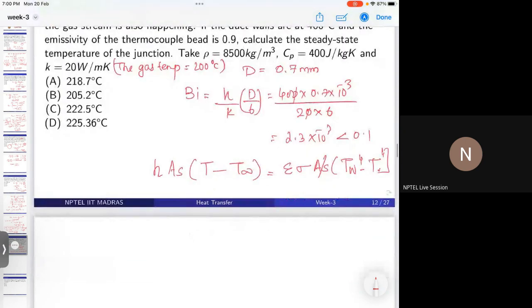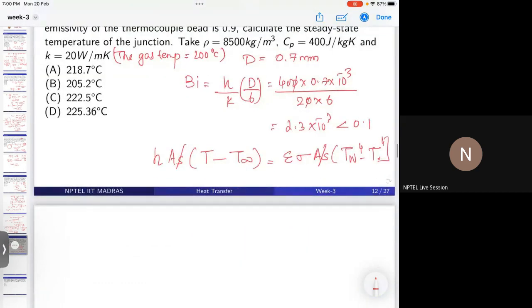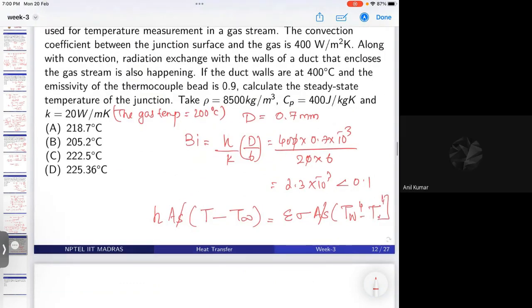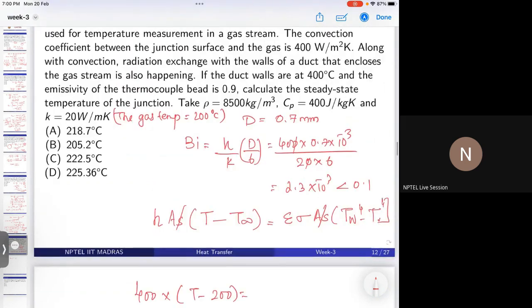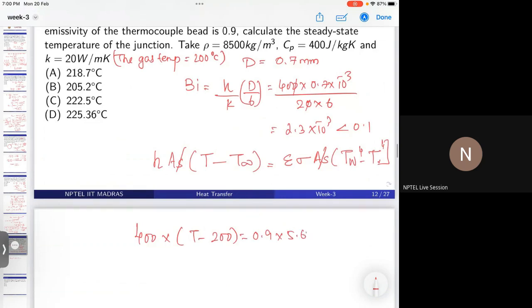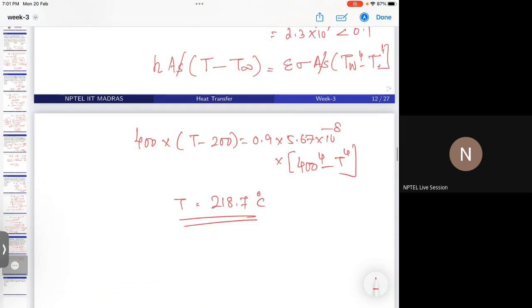Okay, this got cancelled. So h is how much? 400. 400 into T minus 200 is equal to 4 and 9, 5.67, T wall is 400 raised to 4 minus T to the 4. So you have to solve this equation to get T. If you solve this equation, you will get the temperature in degrees Celsius. Either you can use MATLAB or something to solve, or you should try some trial and error method.